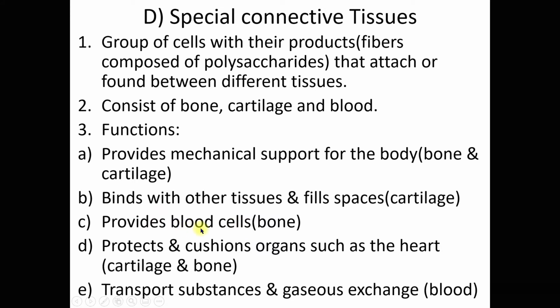Bone provides blood cells. How? Your bone marrow, which is inside your bone, is the site where red blood cells are synthesized. Your bone marrow is also the site where T cells and B cells are synthesized. But your T cell, after it is synthesized in the bone marrow, will migrate to your thymus for maturation. While your B cell, after it is synthesized in your bone marrow, will remain in the bone marrow until maturation.